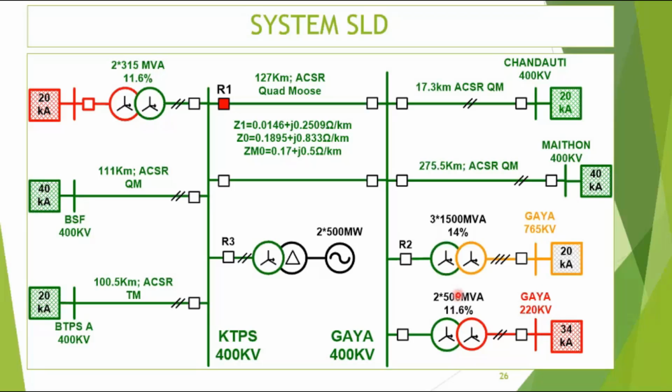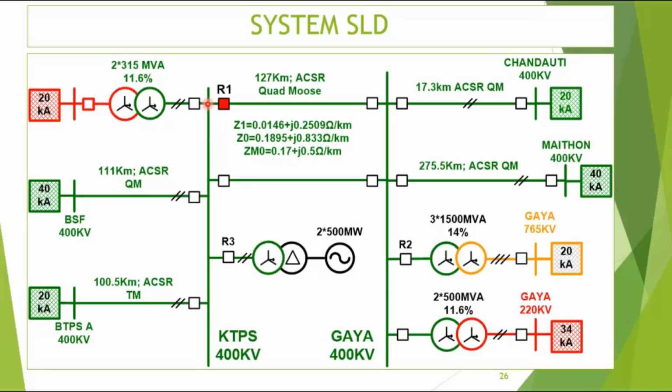Same substation, this is a 2 into 500 MVA, 11.6% ICT. Two ICTs are there, 500 MVA. Here also there is a 315 MVA ICT that has been added, I think, later on.